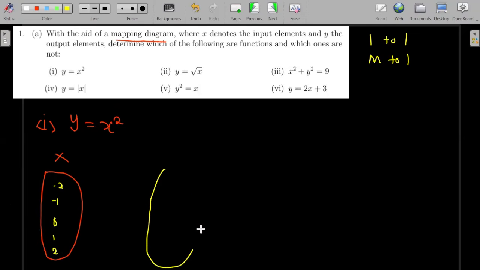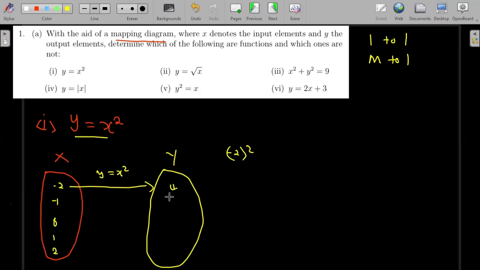And then I'll need to find my set Y now using this relationship here. Okay, so here I'm using this relationship. So Y equals X squared. So my X is -2. What will be my Y? Okay, my Y will just be -2 and then squared according to this, right?